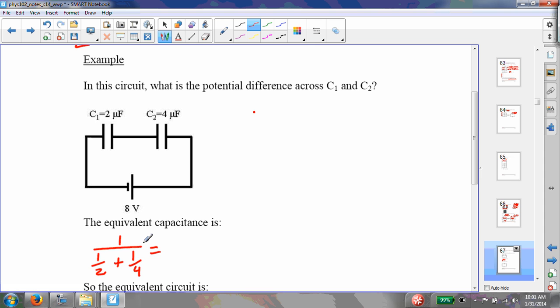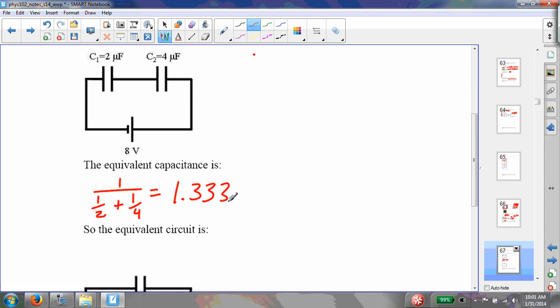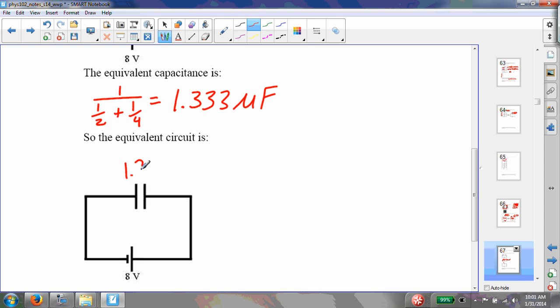See, 2/4 plus 1/4 is 3/4. That's 1 over 3/4, which is 4/3, or 1.333. We'll just call it 1.3 microfarads. So I can write my equivalent circuit. It's going to be 1.3 microfarads. Actually, I'm going to write this as 4/3. You can do it in decimal form if you like, but I'm going to do it as 4/3, which is the same as 1.3. So that's my equivalent circuit.